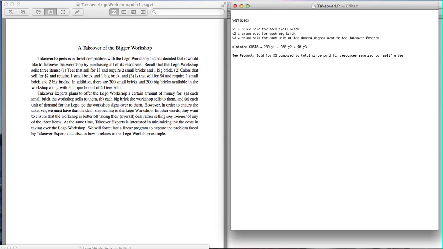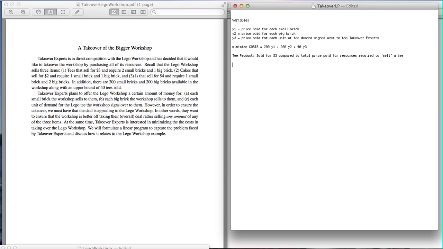And since Takeover experts want the deal to go through, they want to make sure that the prices they've selected for those resources, the 2 small bricks, 1 big brick, 1 unit of T demand, are at least as large as $3. So what this means is we're going to have a constraint that compares the price paid for the resources required to build the T, and we're going to compare it to the revenue that the workshop can receive from actually selling the T.